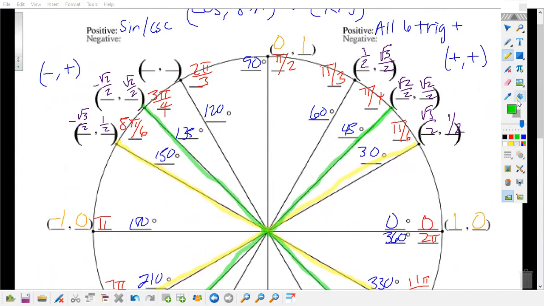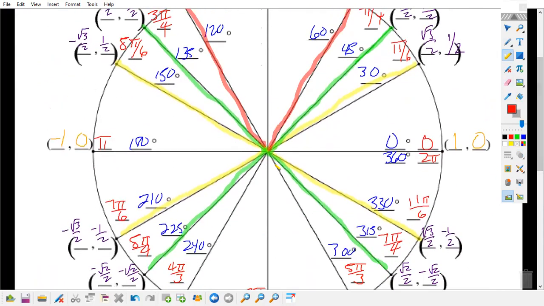The last of my reference angles are my 60-degree. So all angles that are 60 degrees in reference to the x-axis are going to have the same ordered pairs. I just have to pay attention to their signs.